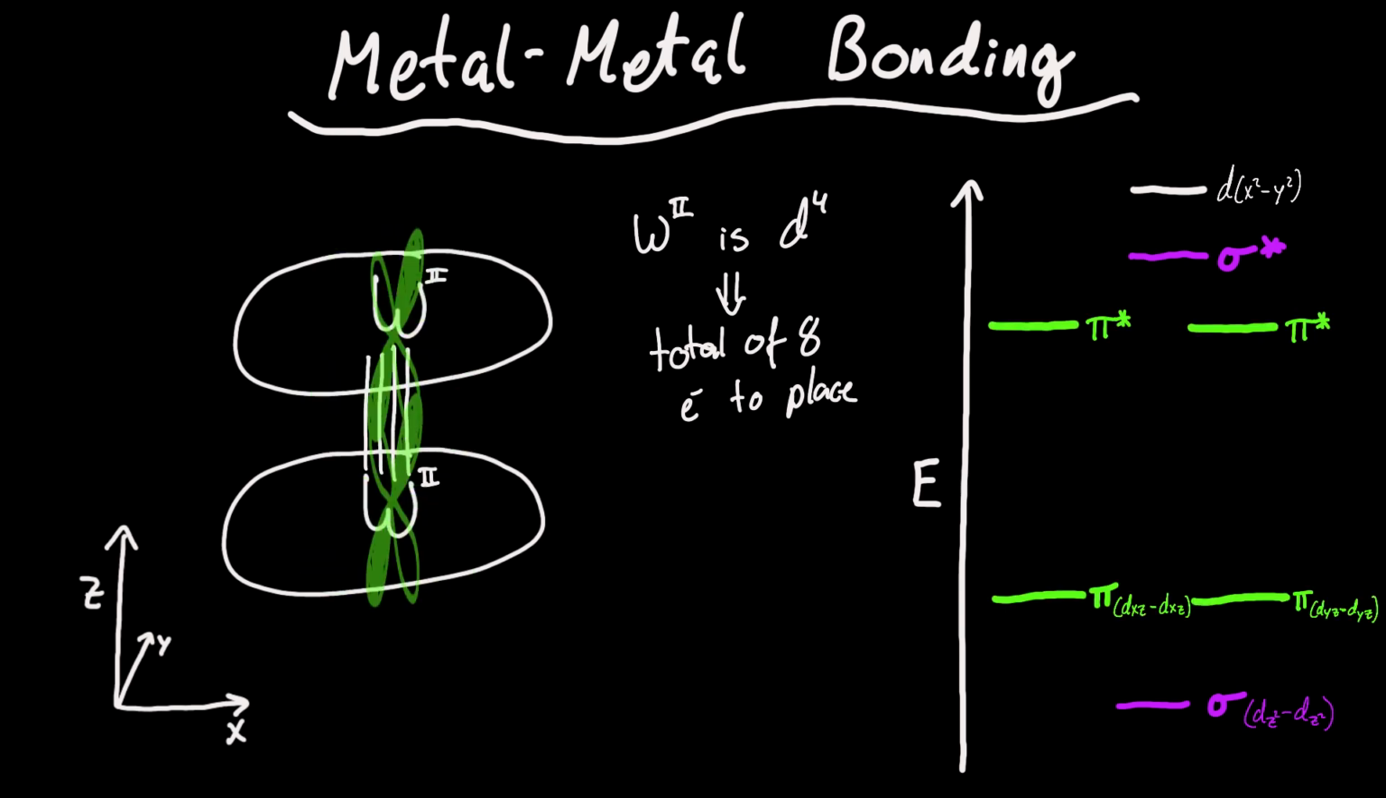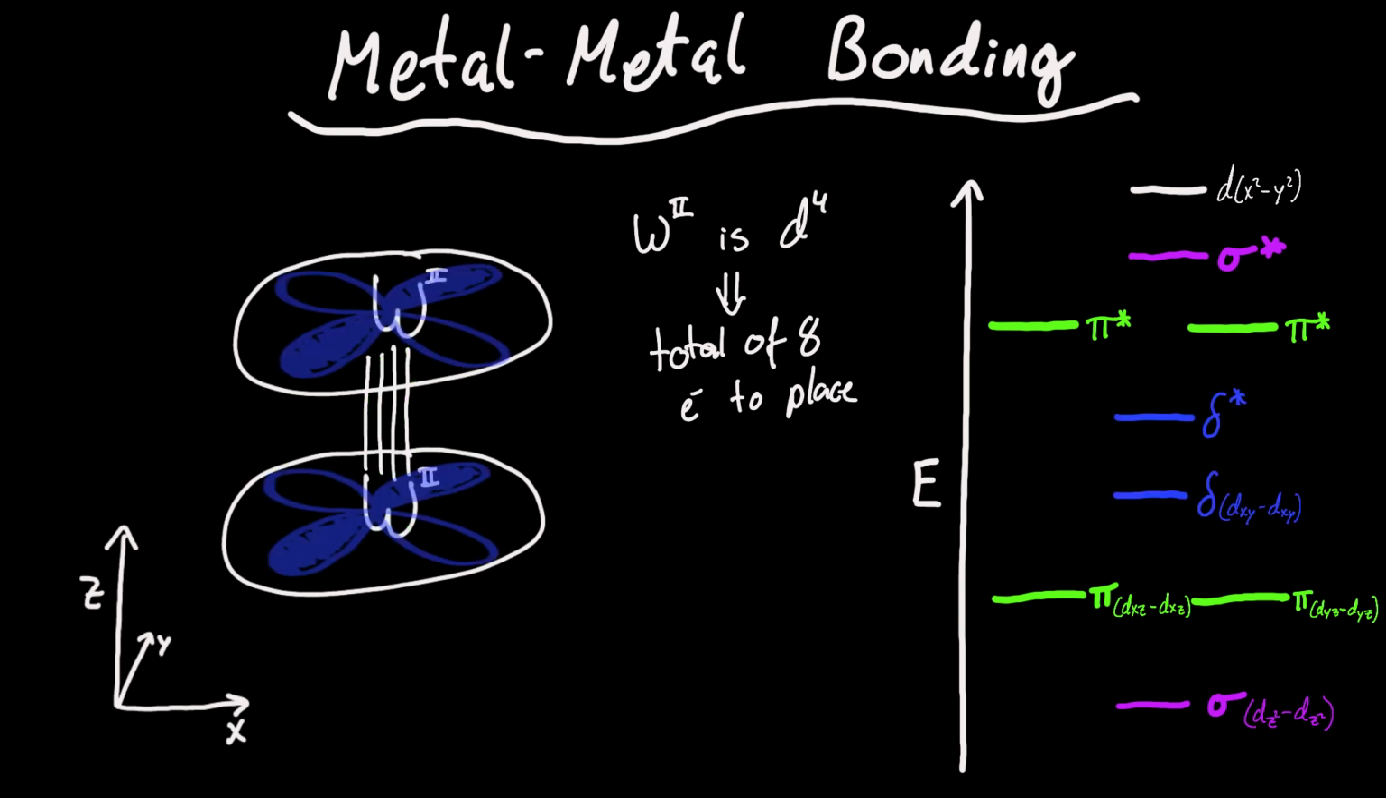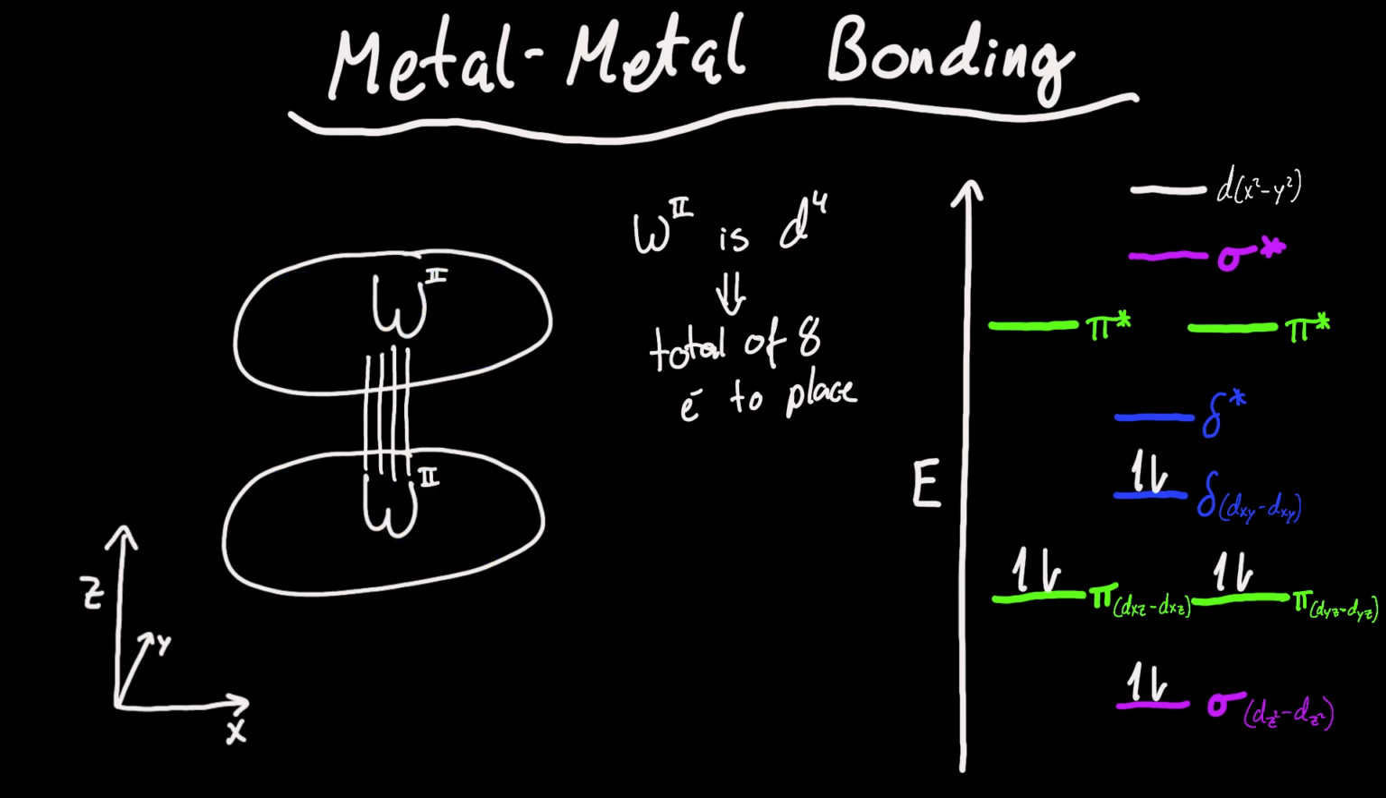The dxz and dyz orbitals overlap to create pi and pi star orbitals. And finally, the dxy orbitals, which are along the plane of the porphyrin, can be in phase and overlap, creating the delta bond and anti-bonding orbitals. All 4 bonding orbitals are low in energy and are all completely filled up, resulting in a quadruple bond.